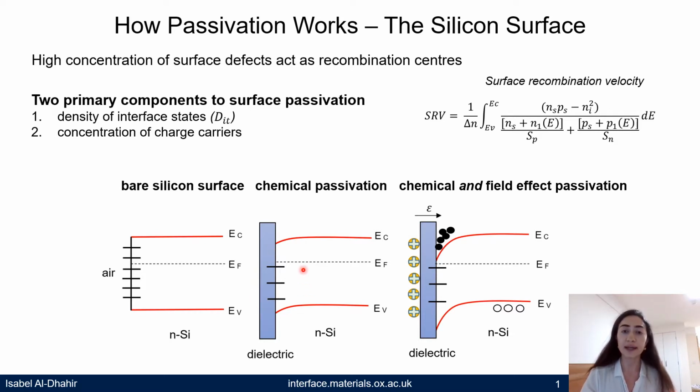Often working alongside chemical passivation, we have field effect passivation, and this is where either an intrinsic or an extrinsic charge is applied to accumulate one type of charge carrier at the interface whilst the other is repelled. And this reduces the probability of recombination occurring at any remaining interface states.